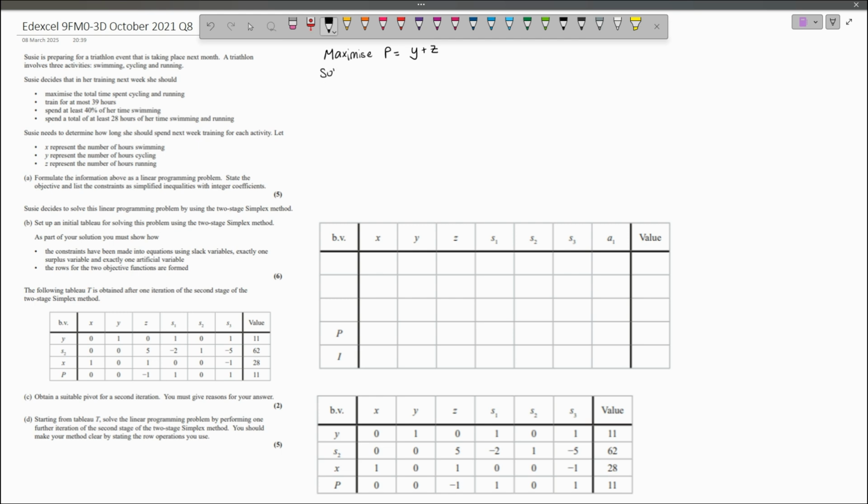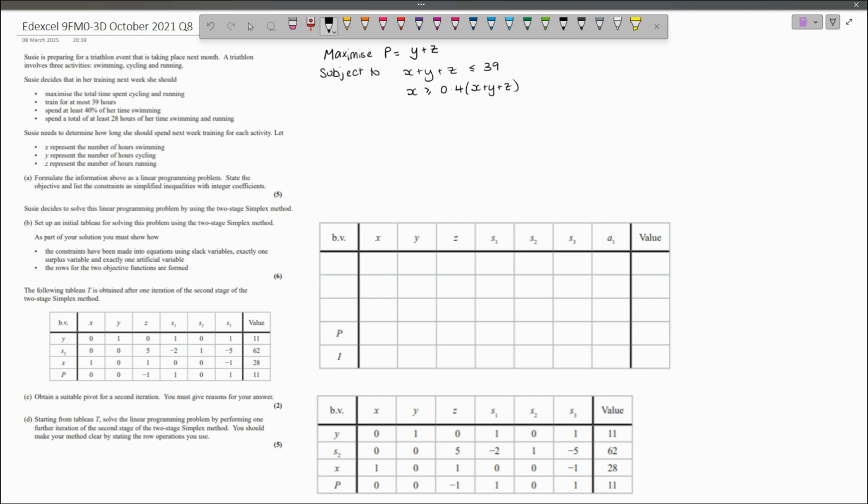And we've got some conditions. It's going to be subject to the following conditions. We train for at most 39 hours, so the time spent training, x plus y plus z, is smaller than or equal to 39. We want to spend at least 40% of the time swimming. So the time spent swimming, which is x, is greater than or equal to 40%, or 0.4 lots of the total time, x plus y plus z.